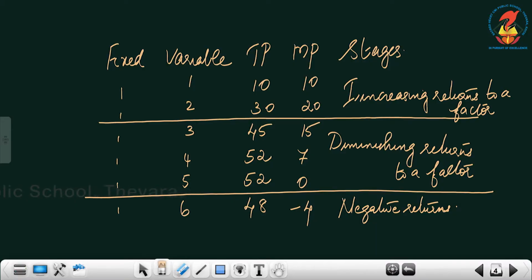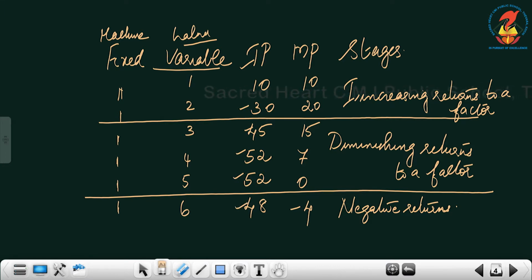Now this is the table. For the fixed factor, for example, we will take the case of a machine. It will be 1, the same figure throughout. The variable factor we can assume as labor. Here the values of total productivity are given: 10, 30, 45, 52, 52 and 48. It is the same table which we learned before. Now let us see the marginal productivity: 10, 20, 15, 7, 0 and minus 4.